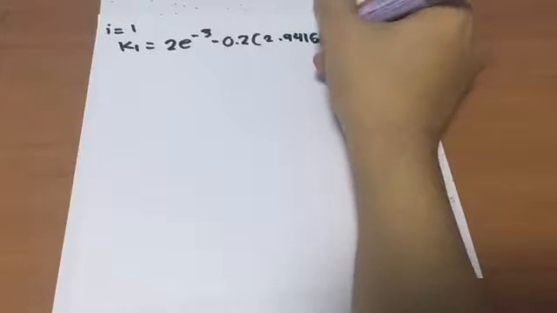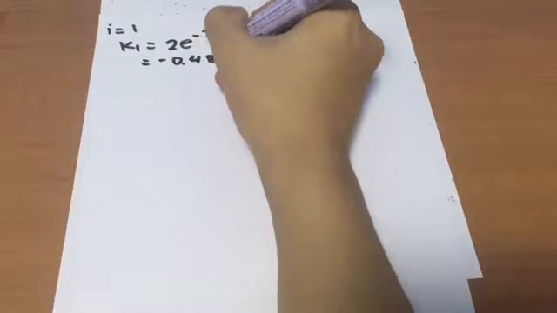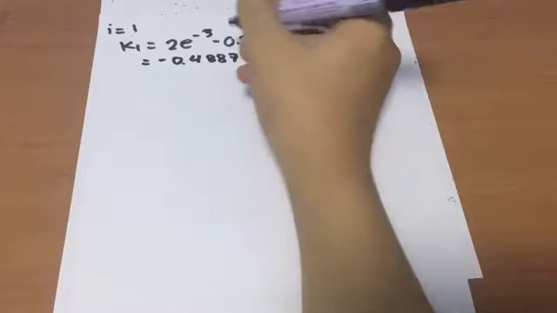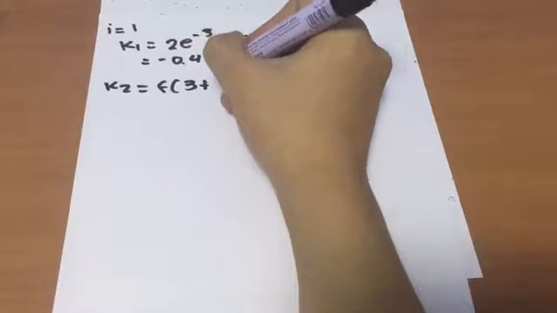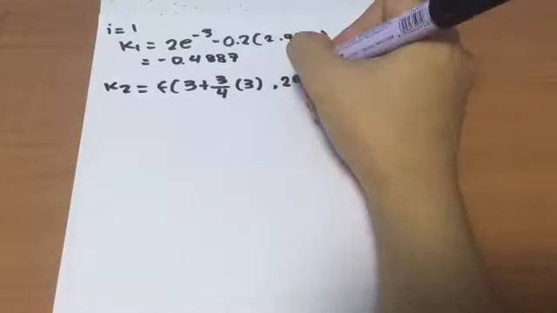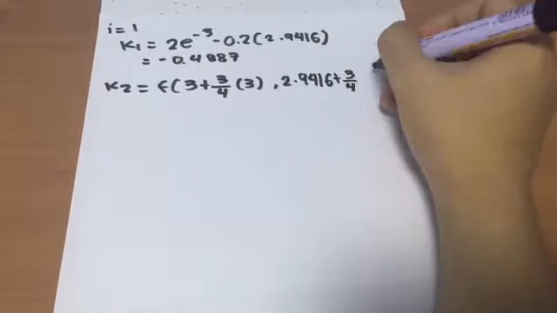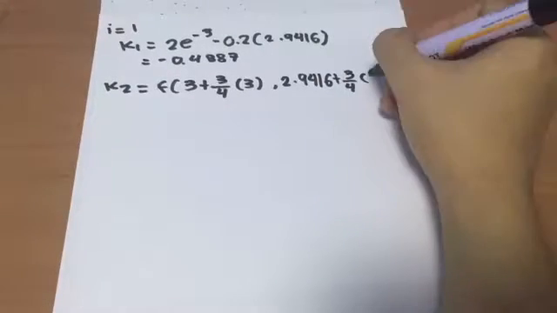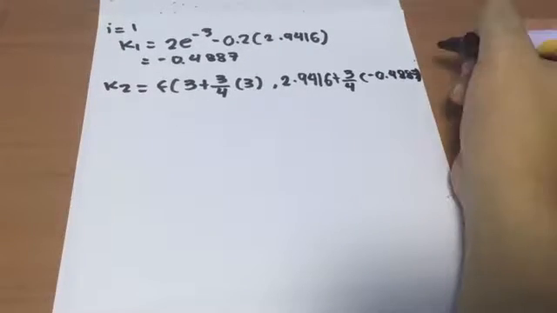Okay, so what will we have here? Negative 0.4887, and we solve for our k2, 3 plus 3/4 of our step size 3, and 2.9416 plus 3/4 of our k1 times our step size, which is 3.